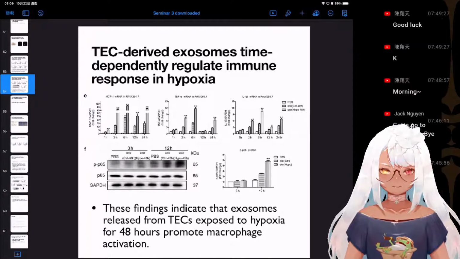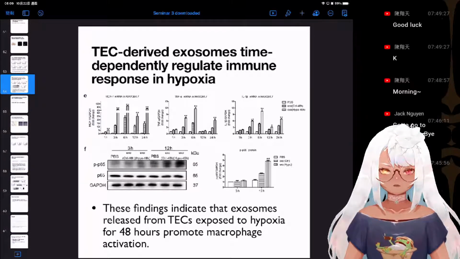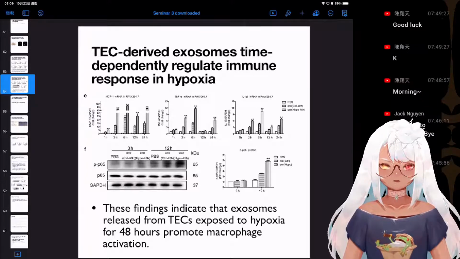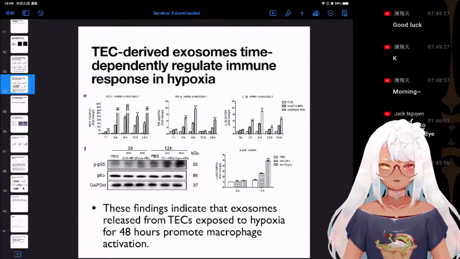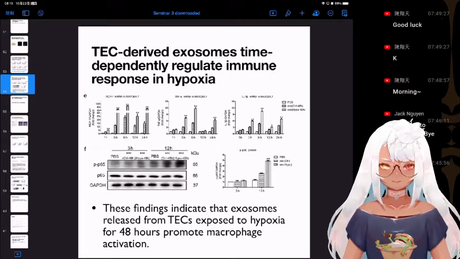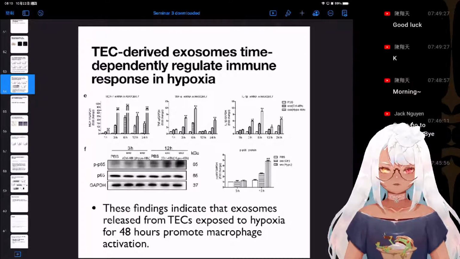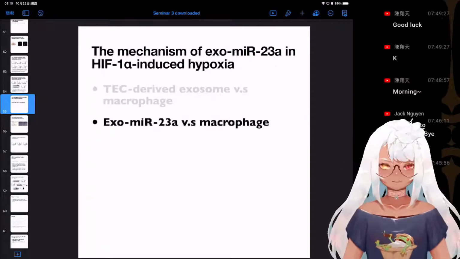Okay. Also, we can see that over time, phospho P65 also significantly increases, and this increase is significant in the hypoxia group. So these findings indicate that exosome released from the hypoxic TEC in the 48-hour group can promote macrophage activation.